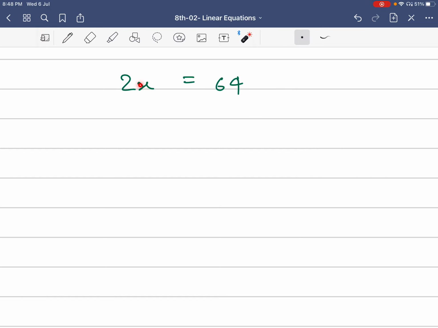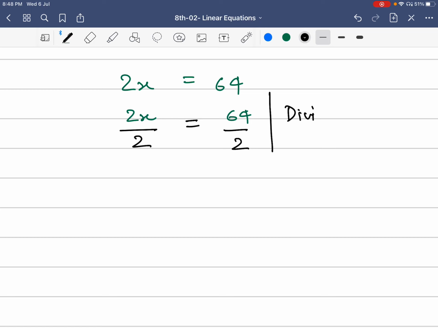Here again we have x and we have 2 which is associated with x. How can we get rid of this 2 from the left hand side of the equation? Since this is multiplication, we should do division. So once again I am going to divide both sides of the equation by 2. We always perform the same operation on both sides of the equation, and the original equation was 2x equals 64. So we divide both sides of the equation by 2. That's the operation that we're doing.